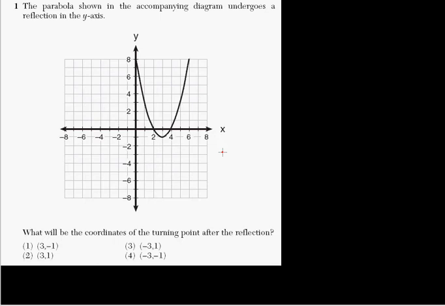Here is the January 2009 Regents Math B exam. We're going to start from question 1, hopefully go through the entire exam just like we did for the Regents Math A exam earlier. So question number 1, the parabola shown in the accompanying diagram undergoes a reflection in the y-axis.